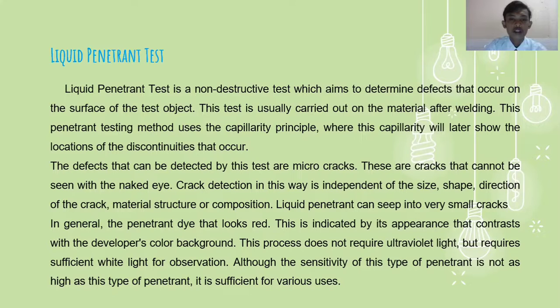Crack detection in this way is independent of the size, shape, direction of the crack, material structure, or composition. Liquid penetrant can see into very small cracks. In general, the penetrant is dyed red. The indication is apparent by its direct contrast with the developer's color background. The process does not require ultraviolet light, but requires good surface light for observation. Although the sensitivity of this type of penetrant is not high, it is sufficient for various uses.